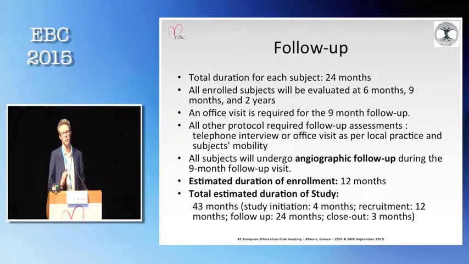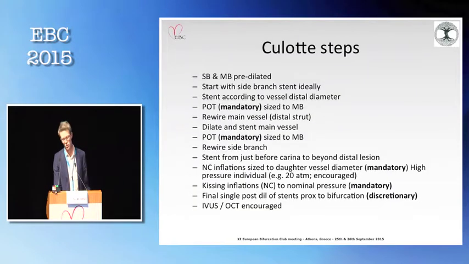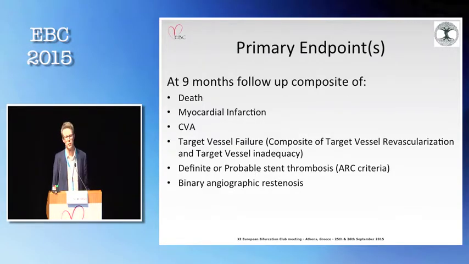And then just talking about the Culottes, trying to maintain high standards, mandating POT both after the first stent is deployed and at the end, and then mandating kissing inflations with sequential high pressure, and then a final nominal kiss. We have encouraged, but left as discretionary, the final POT, and adjunctive imaging is encouraged. So hopefully this can be a high standard study. So the 9-month composite endpoint includes binary angiographic stenosis. This will be core lab adjudicated, and added in stent thromboses.